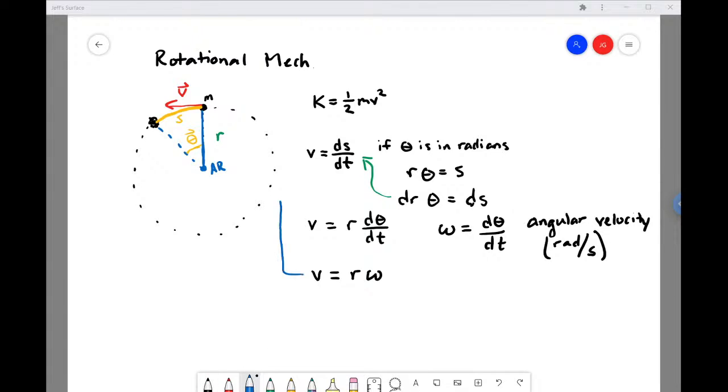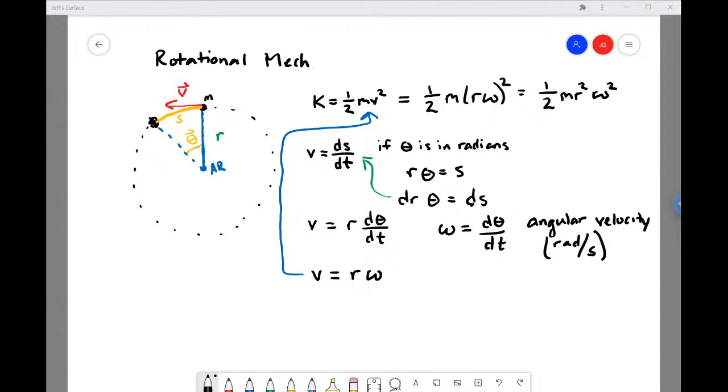Okay, so let's put that in up here for v and see what this turns into. So we'll have 1/2 m, and now v is r omega, squared. So we get something that looks like 1/2 m r squared omega squared. Okay, so what we have is something that looks like kinetic energy, 1/2 mv squared. Well, now instead of a v squared, we have an omega squared, angular speed squared, because kinetic energy is a scalar.